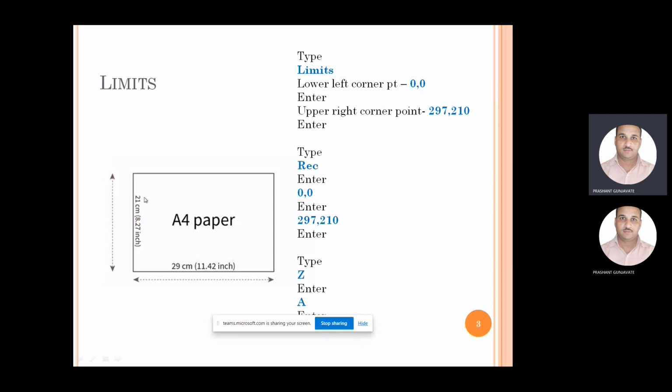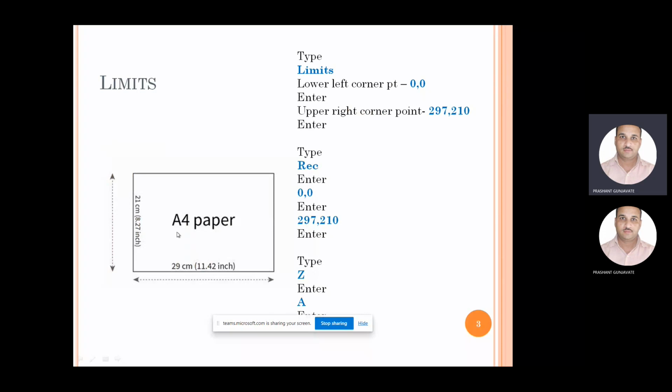Okay, then you can see that this is the lower left corner. If we keep this as 0, 0, then the upper right corner will be 297, 210. So these are the corners we will provide while giving the commands in AutoCAD. Okay, so we'll take the first command as limits, and we'll enter these values into the command.